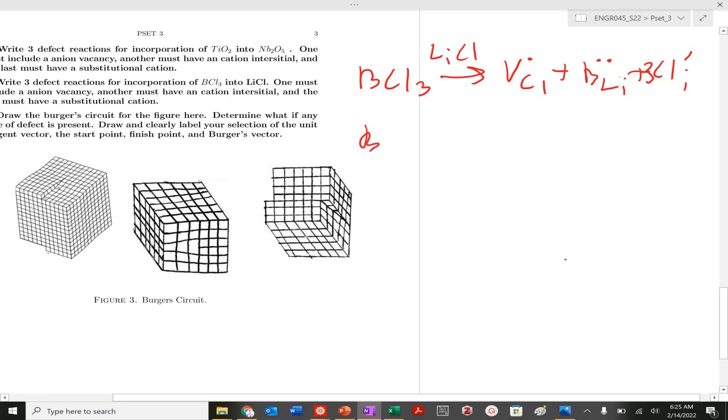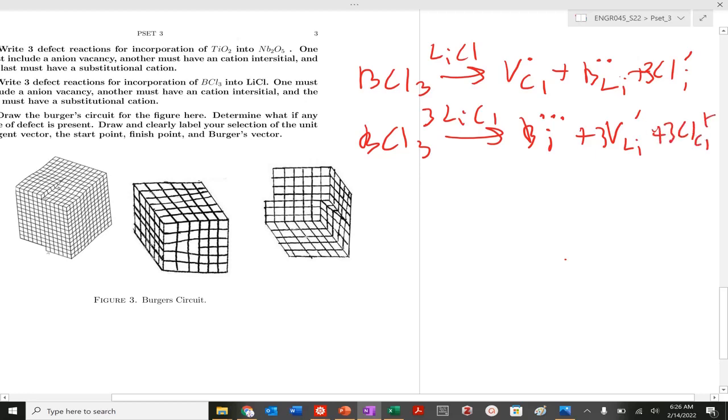All right, next one. Now I need a cation interstitial. So I need B as an interstitial, that's going to be 3 plus, plus, let's see, what defect can we do now? Because I want a negative, let's do a vacancy in lithium. That'll be a negative. I could have done that here, but anyways, it's fun. Let's do 3 of these: 3 plus 3 Cl, ClX. And there we go.